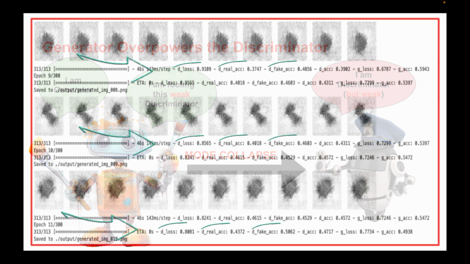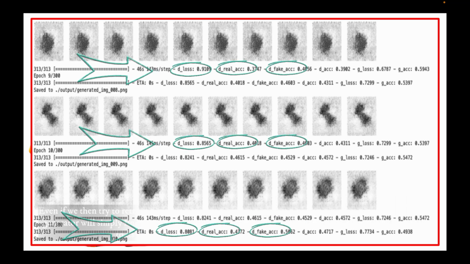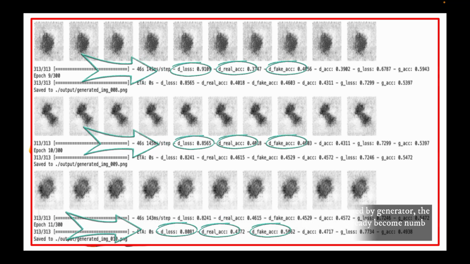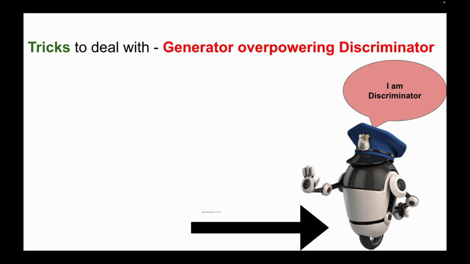Now the result of this is this particular image, that is, the gradient of the loss function will collapse to 0, so it wouldn't be able to recover from this particular state. Now even if we try to retrain the discriminator to make it strong and not get fooled, the generator will simply find another mode or another image that fools the discriminator, since it has already become numb to its input and therefore has no incentive to diversify its output. We can solve this particular problem by strengthening the discriminator. So we can use the following tips and tricks to make the discriminator strong.